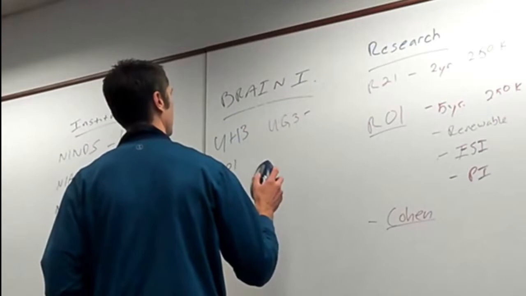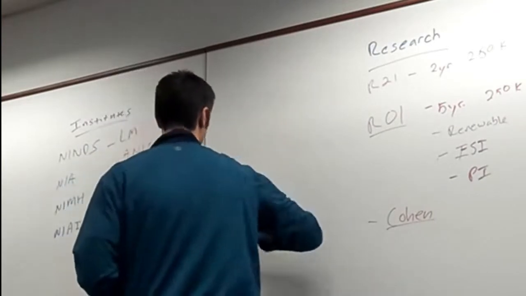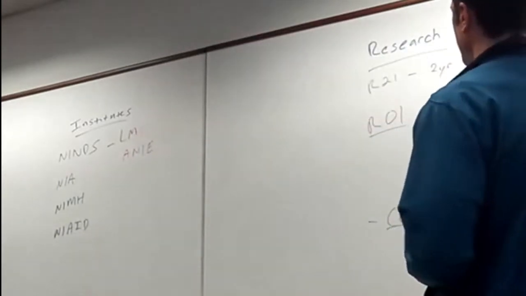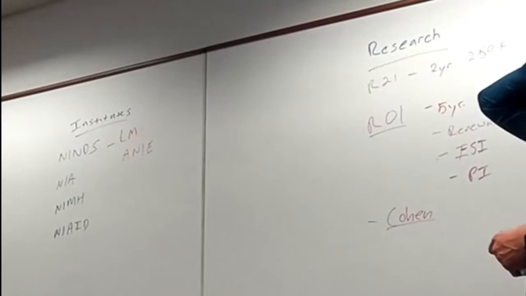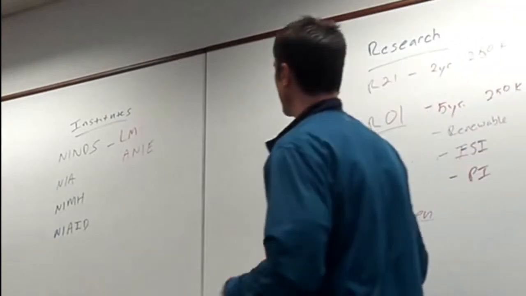Is there anything else I want to say about BRAIN? Yeah, the other thing about BRAIN grants generally is that you submit it. I forgot to say this earlier. For all of these grants, R01, K08, F31, the way it works is that you submit the grant, it gets a score. How is the grant scored?